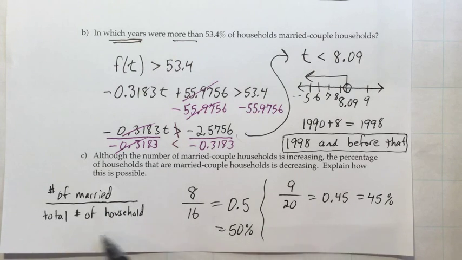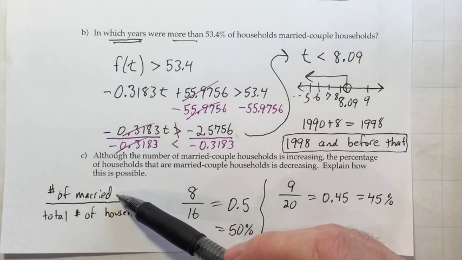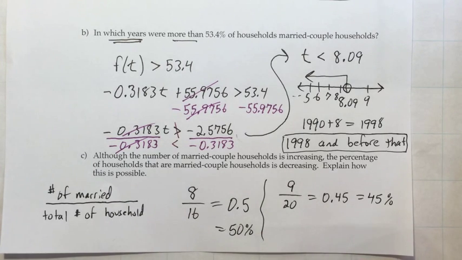Why is that? Well, because the total number of households is growing at a rate where even though the numerator is getting bigger, the overall fraction is getting smaller. So it is possible to see the number of married households going up and yet the percentage going down, even though that might at first seem a little counterintuitive.